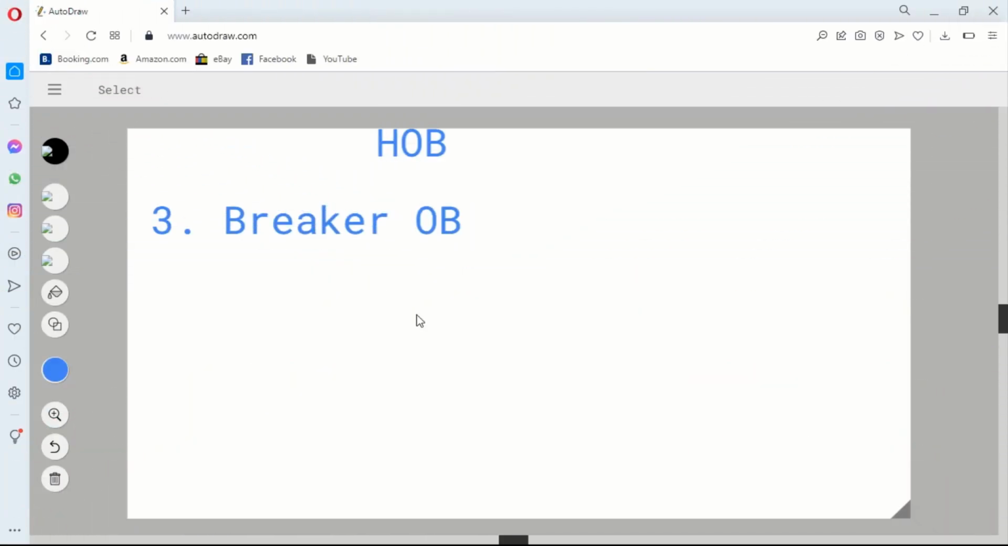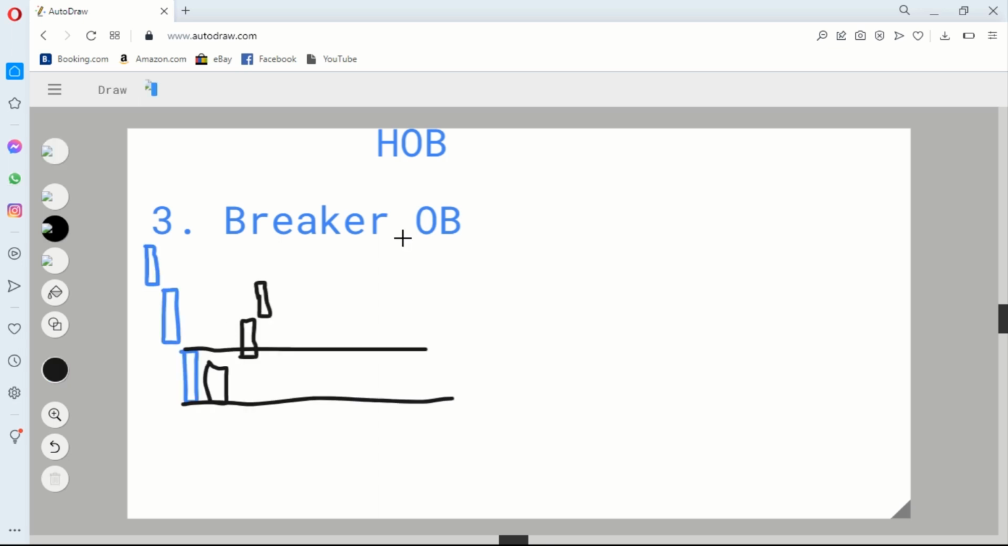Here we have our third one, which is the last type of high probability order block, called the breaker order block. This one is a little bit complicated, but I will try my best and illustrate it for you to see. It is mostly located in the middle of the trend, and some are located at the major levels.